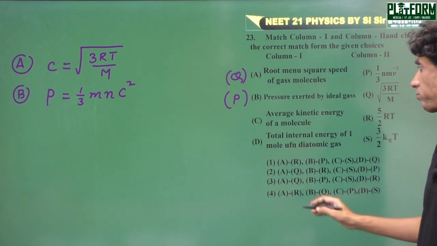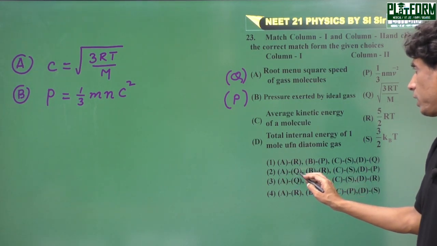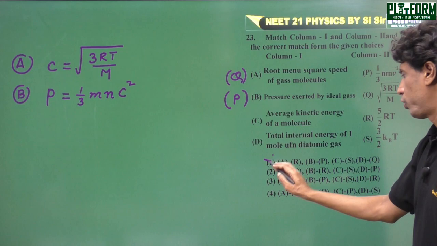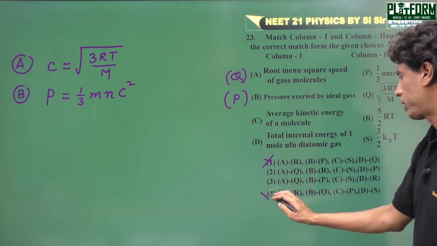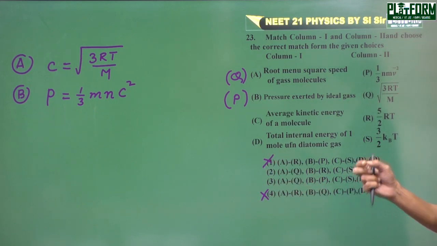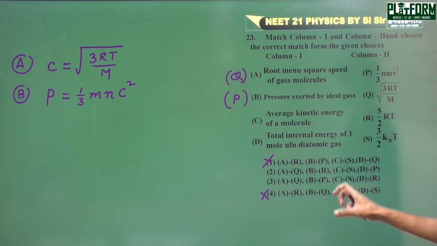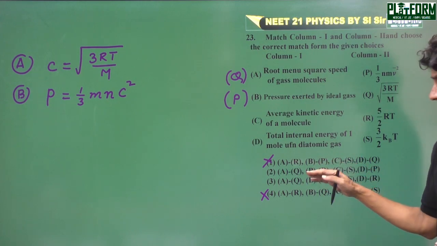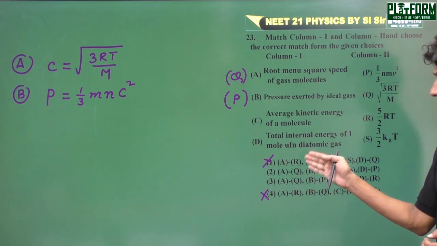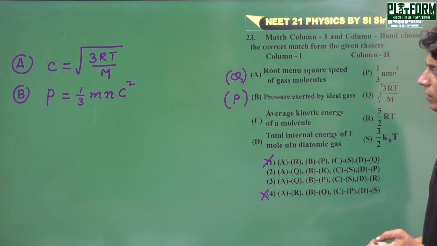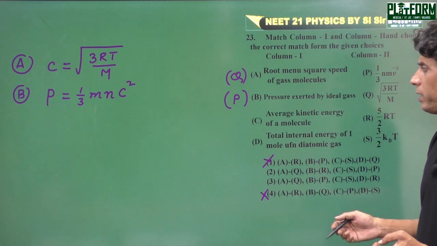Let us check. A R is not the correct option. So in this way, by checking only one option, we can get the 50-50 chances. The option becomes 50-50, either 2 or 3. Next, let us check the option B.